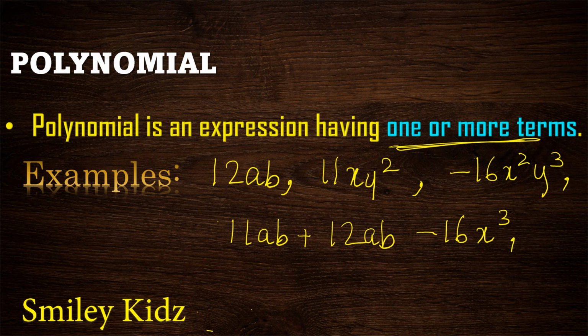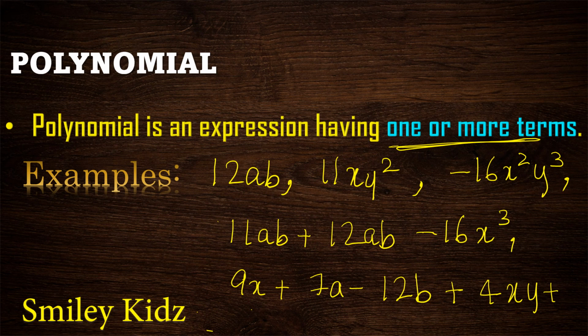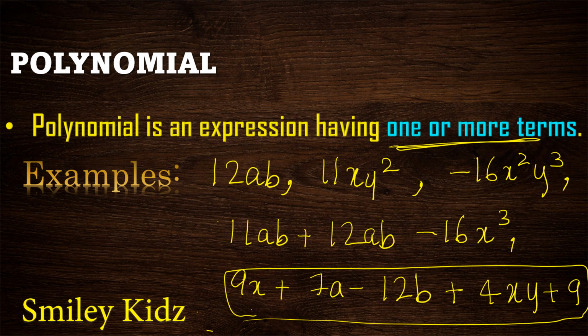That means the expression which is having more than three terms can also be a polynomial. For example, 9x plus 7a minus 12b plus 4xy plus 9. This is a polynomial which is consisting of total 5 terms. So the expressions which are having one or more terms are called polynomials. Again, monomials, binomials and trinomials come under polynomial category.